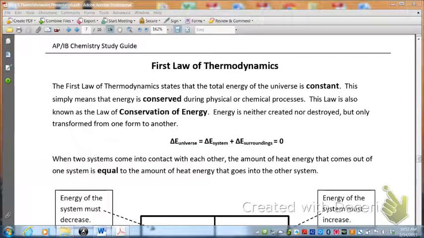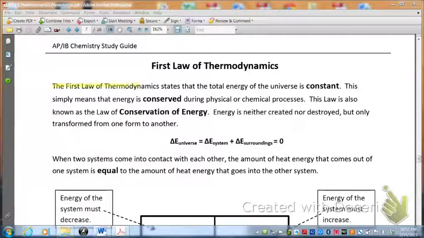Alright, we're going to go ahead and get started with this lecture video on the first law of thermodynamics. This is a really critical law to understand for all of science, really. So let's dive into the definition.